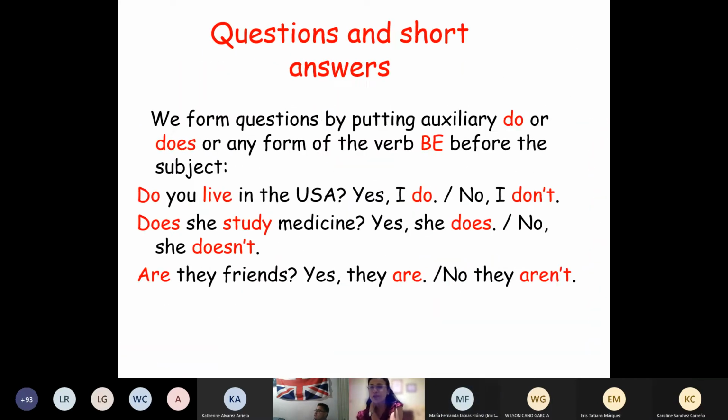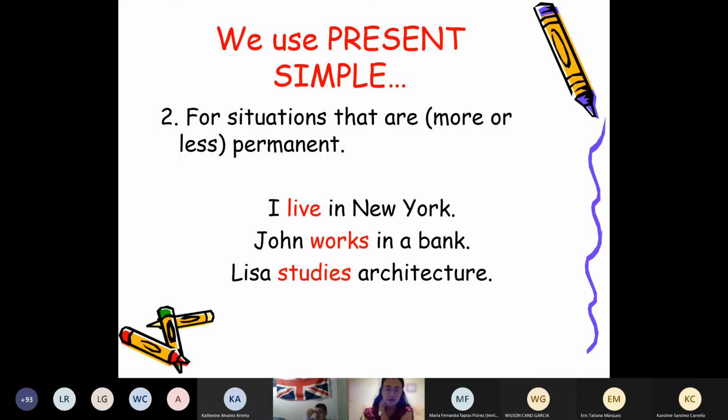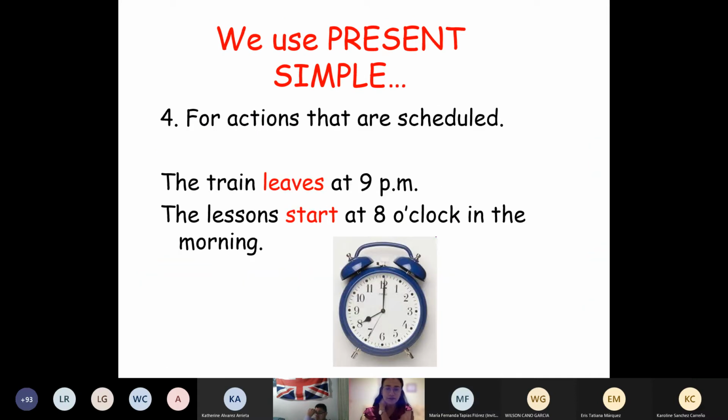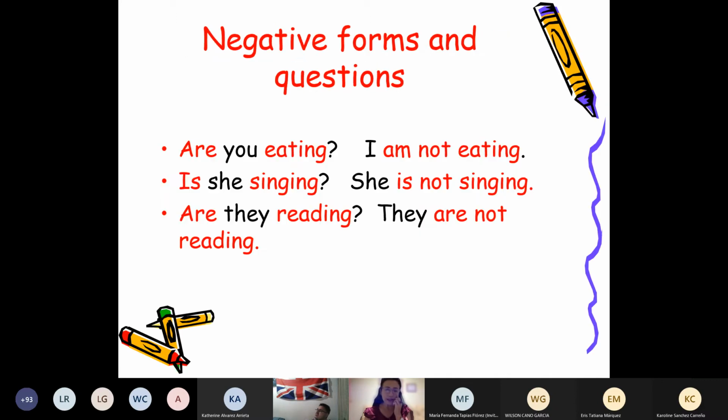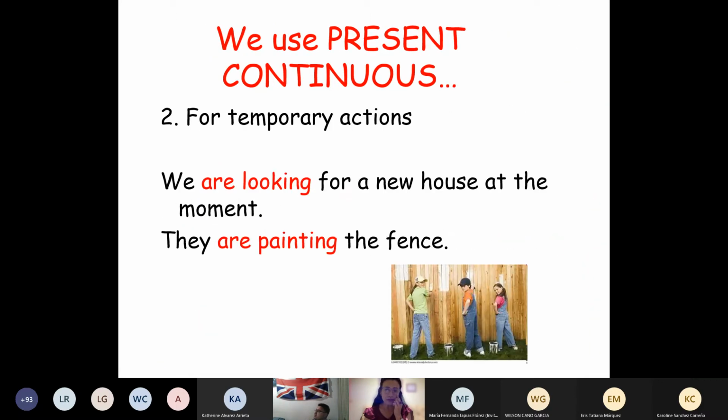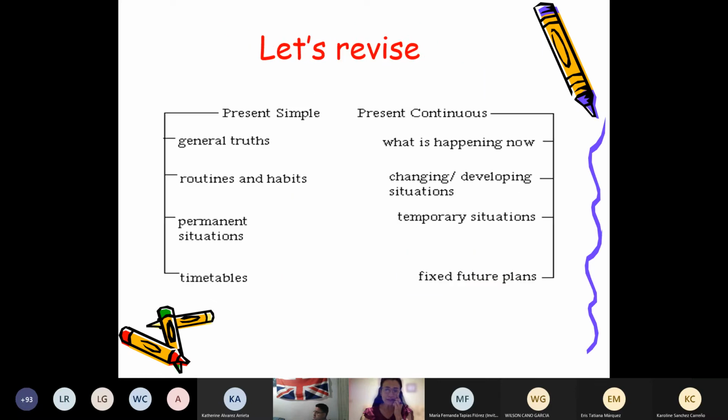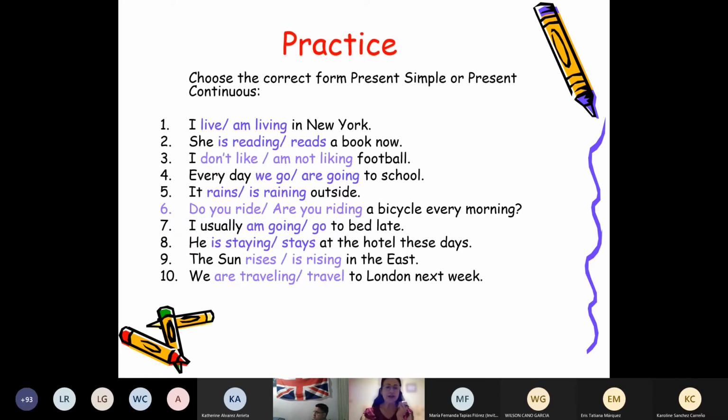Let me see. Our presentation right now is recharging. Let's wait some minutes and we are going to see the example. Remember, we are in the sentence number 6. Do you ride or are you riding a bicycle every morning? Every morning is a routine or is an action that is happening at the moment, Maria Fernanda? It's an action that happens every day. Because okay, it's a routine. So yeah. The appropriate is a routine. Do you ride or are you riding?